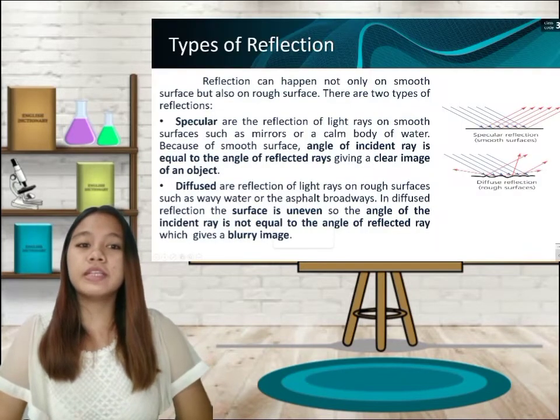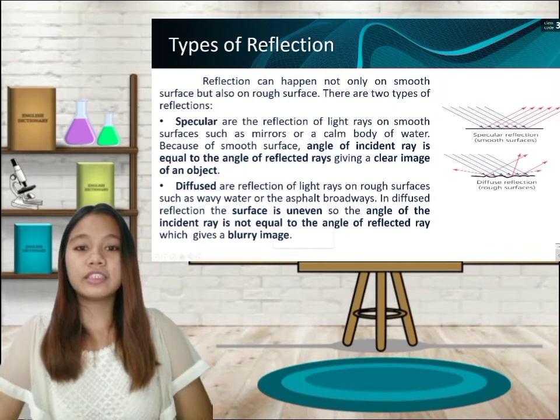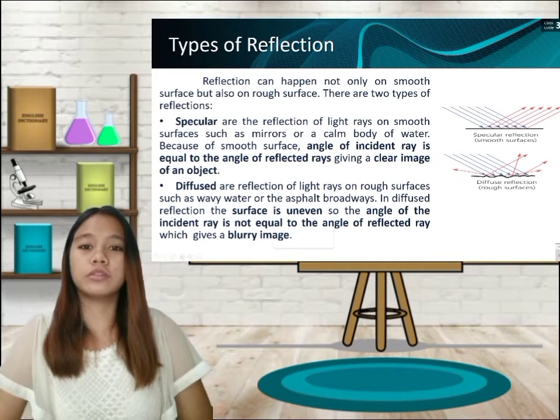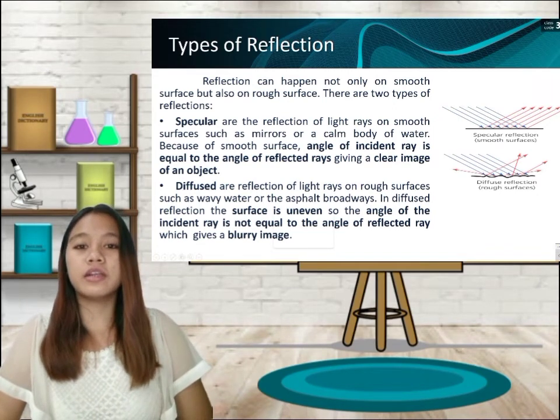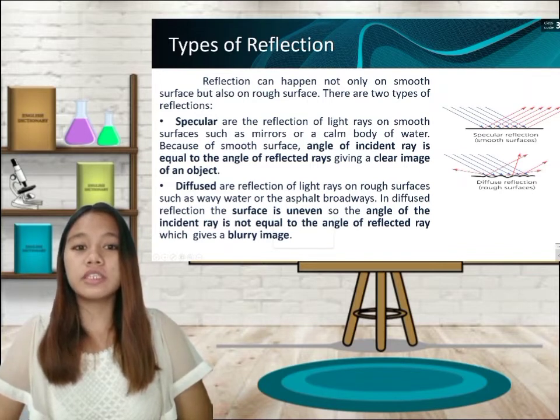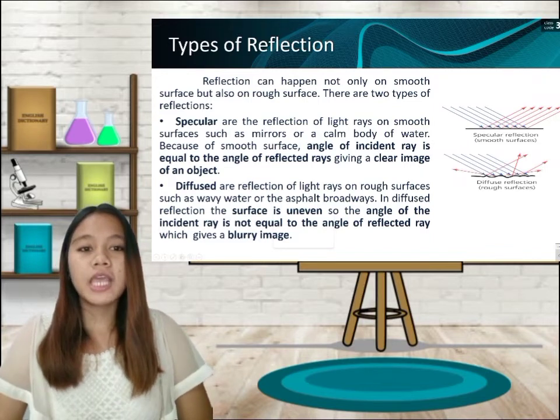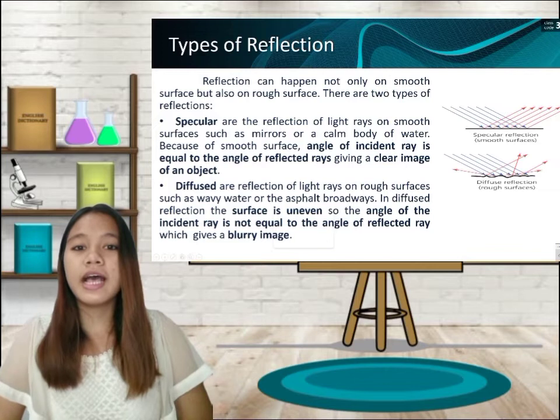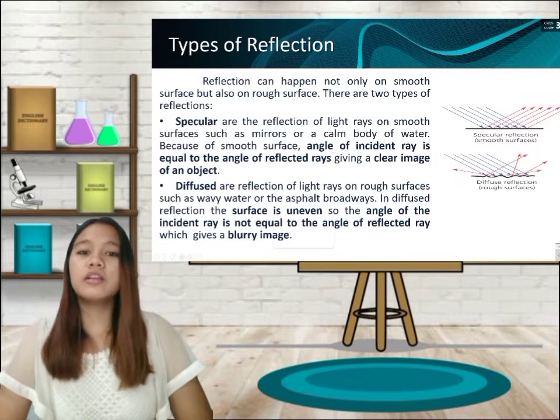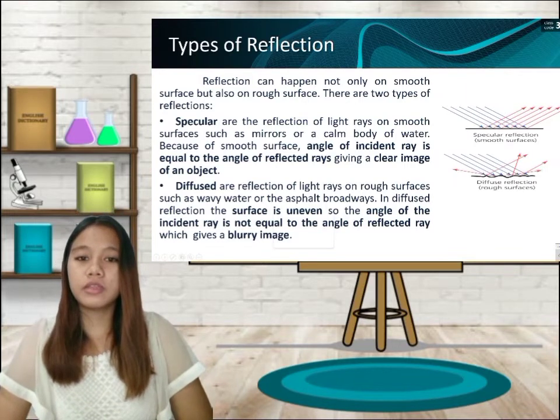Reflection can happen not only on smooth surfaces but also on rough surfaces. In fact, there are two types of reflection. Number one is specular reflection. These are reflections of light rays on smooth surfaces such as mirrors or a calm body of water. Because of the smooth surface, the angle of incidence is always equal to the angle of the reflected rays, giving a clear image of an object.